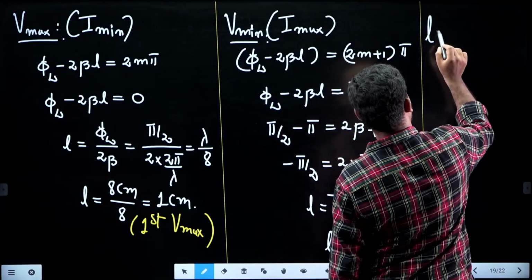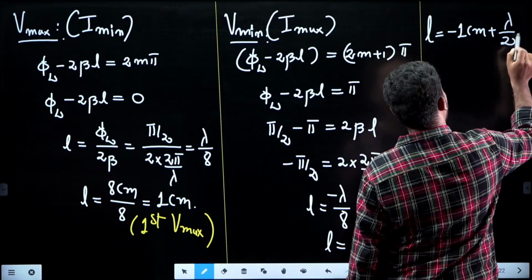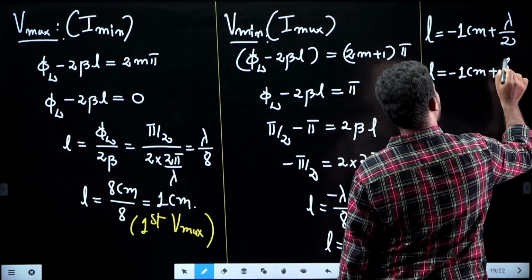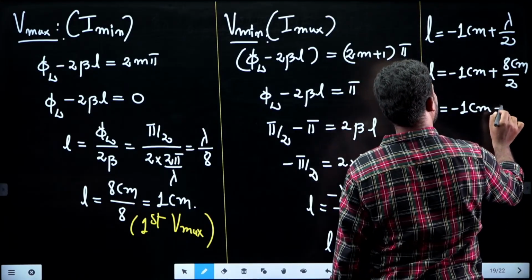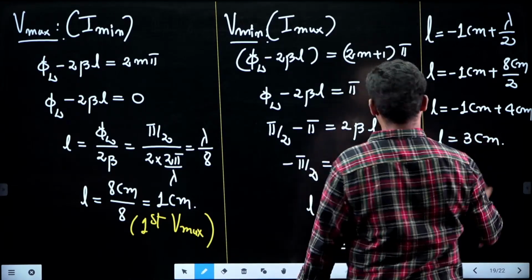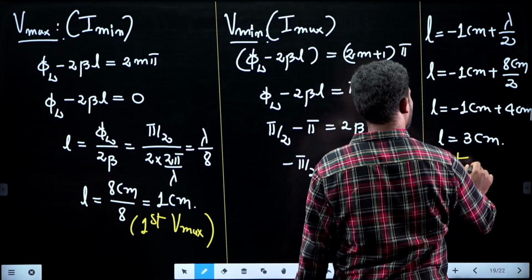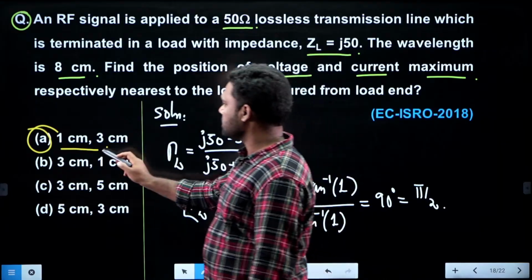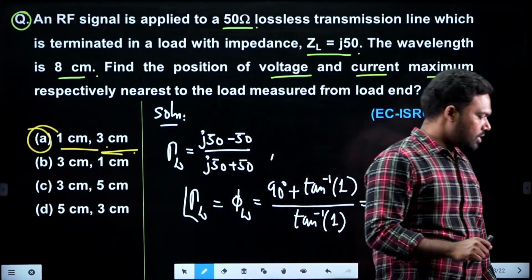So the actual real value is minus 1 centimeter plus lambda by 2. So what is the lambda? 8 centimeters divided by 2. So it is minus 1 centimeter plus 4 centimeters, so it is 3 centimeters. Clear, guys? So this is the location of the first I max, 3 centimeters. Go back here. Yes, 3 centimeters. Option A is the answer. Okay, so let us proceed further.